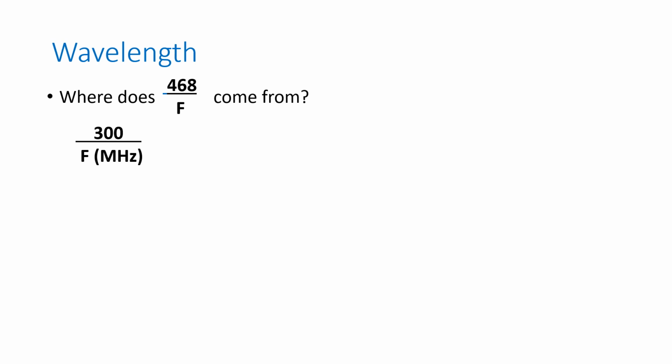it's convenient to answer the question, where does 468 divided by f come from? This is supposed to magically give you a half wave antenna length in feet. Well, this topic and the correction factor kind of work together. We want a half wave dipole. So instead of 300 divided by f, we say 150 divided by f. Oh, excuse me, but we want this in feet. So we multiply 150 by 3.28 to give us feet. Now we're getting close to 468.